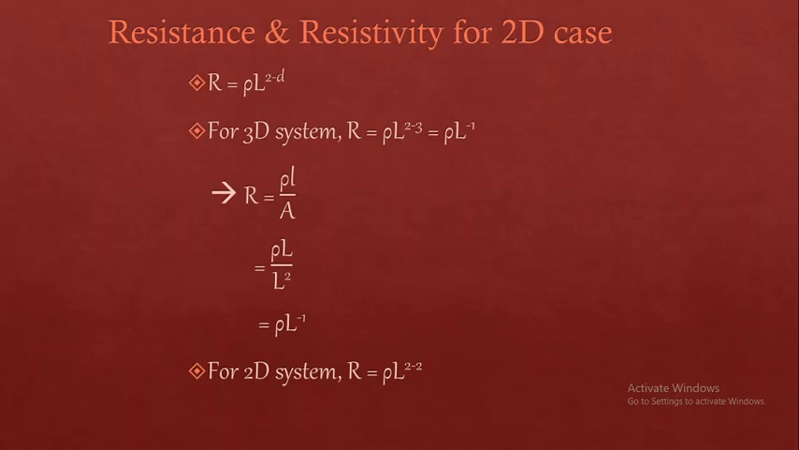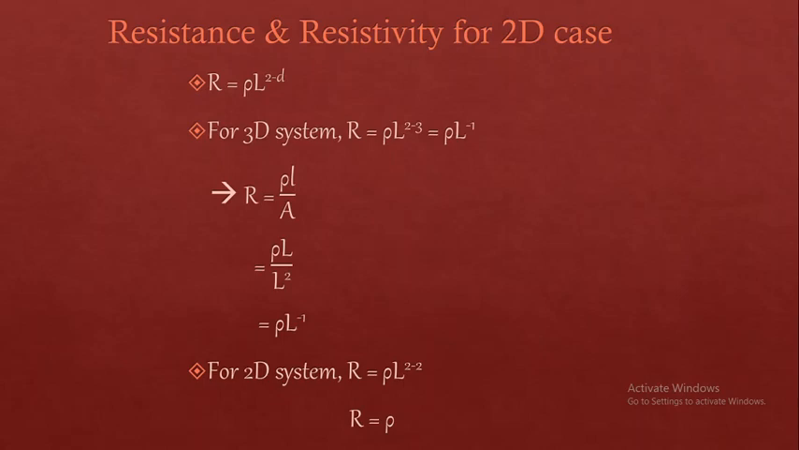Then if you consider a two-dimensional system, the degrees of freedom D will be equal to 2. So if you substitute in our previous formula, we can observe that R is equal to rho. And that's why we say that for a two-dimensional system, resistance and resistivity both act the same. That's why we can say Hall resistance or Hall resistivity. But if you are considering a three-dimensional system, this is not going to work.